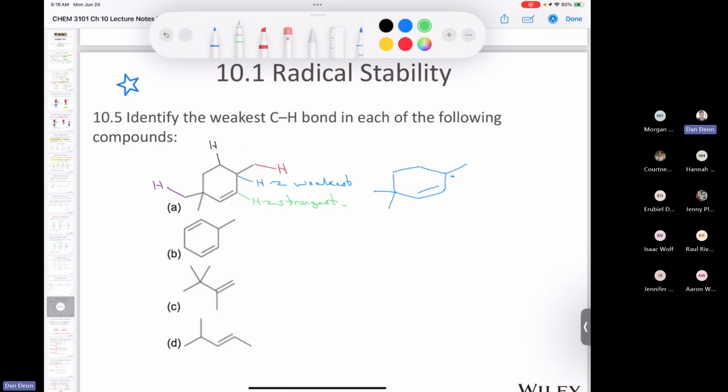Because you end up with a radical. Not only is it tertiary, this is my blue pen, it's tertiary allylic. So that's really going to be a weak bond. Okay, not easily abstracted, but with relative ease, we'll say.